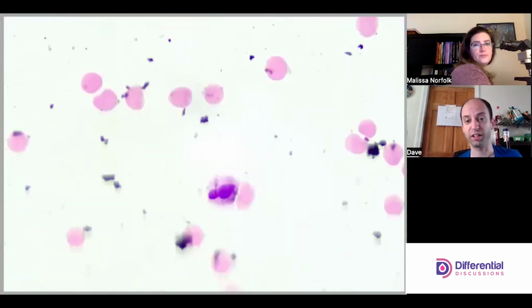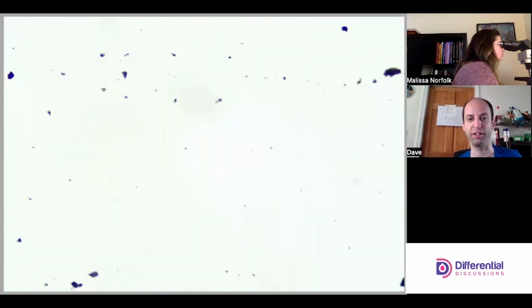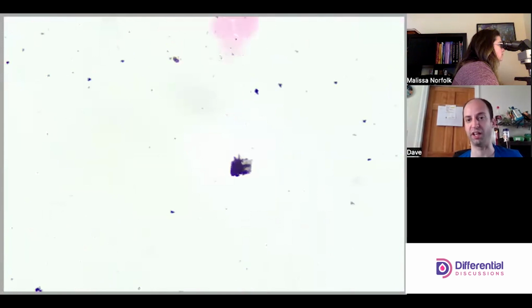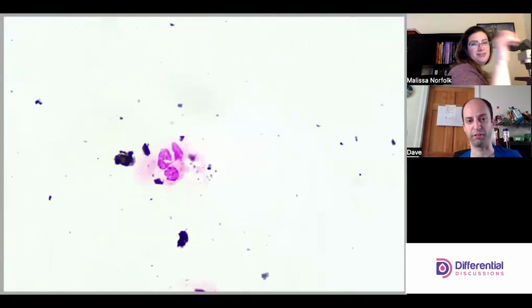Got a neutrophil. So we have normal hematopoietic cells. So we've kind of quality controlled the stain effectively now. Another poly.